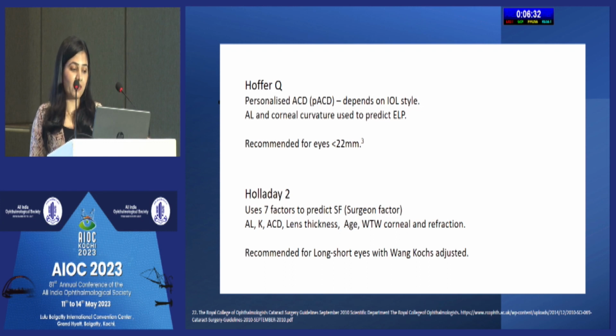Holladay 2 uses 7 factors. It was also very popular until Barrett's Universal 2 came into the picture. Holladay 2 is recommended for long and short eyes with the Wang-Koch adjustment.